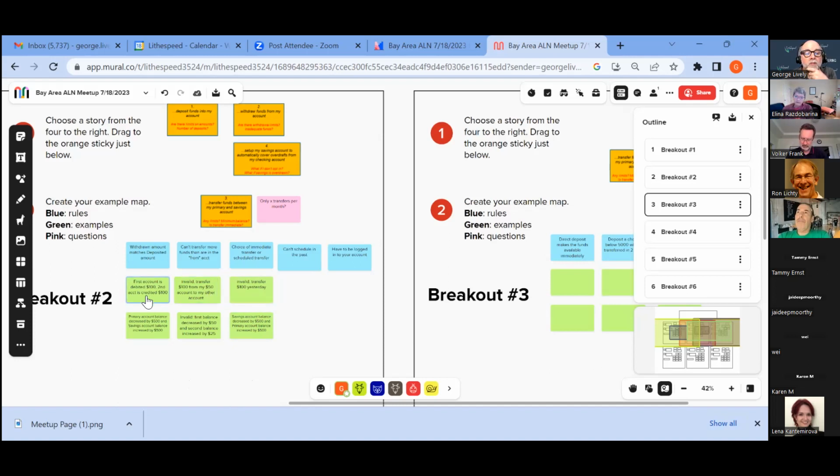So first account is debited, second account is credited. Yeah, these look like really good examples. Okay. Questions about only how many transfers per month.